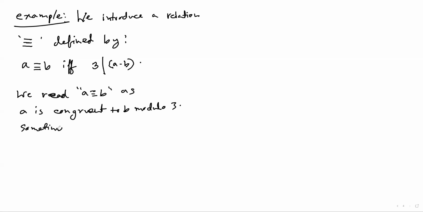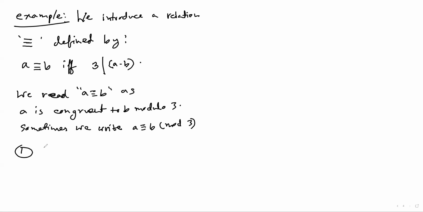Sometimes, in fact most of the time, we write A is congruent to B, and we write mod 3 in brackets, short for modulo 3. This part is important because we are defining the relation with respect to the number 3. We could define a similar idea using the number 5 or 4 or 10, so we are just mentioning what number we used.